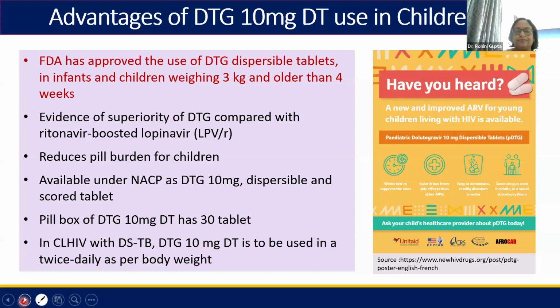less than 20 kgs. It is available as a dispersible. Dispersible means as soon as it is put in water, it dissolves. And it's a scored tablet. Scored means it's easy to break or split into half. Each pill box of DTG 10 milligram dispersible tablets, DT means dispersible tablets, has 30 tablets. And remember that in children with drug-sensitive TB, we would be giving the dose of pediatric DTG as per body weight twice a day. Otherwise, it is to be given once a day.